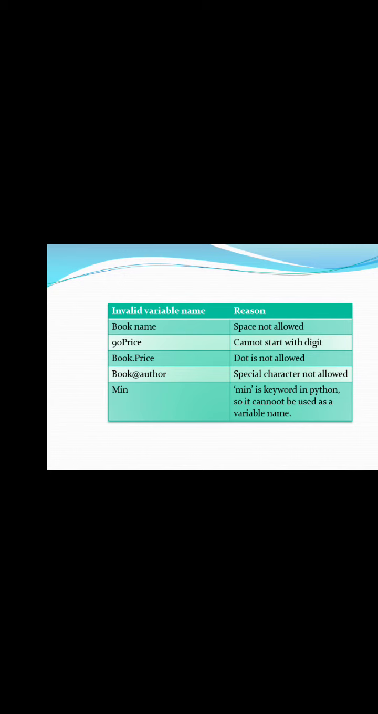Next is min. Why is min wrong? Everything is right. No number is used here, no special symbol, no space. Then why is it wrong? Because min is a keyword in Python. So that is why we cannot use it as a variable name. So these are the rules to declare a variable name in Python.